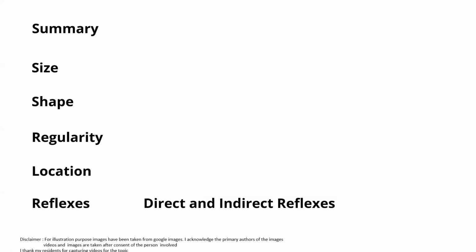So in summary, when you're examining the pupil, you will comment. Please don't comment about the number of the pupil. You will comment about the size, the shape, regularity, location, and reflexes, direct and indirect reflex. So when you're presenting the pupillary examination, you will say pupil 3 millimeter in size, round, regular, central, and reactive to direct and indirect reflexes.